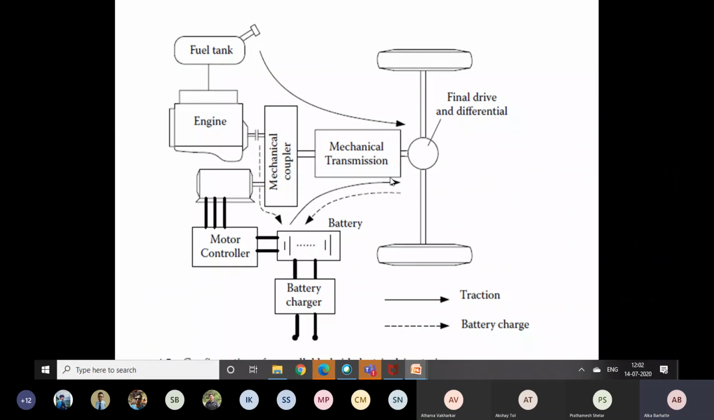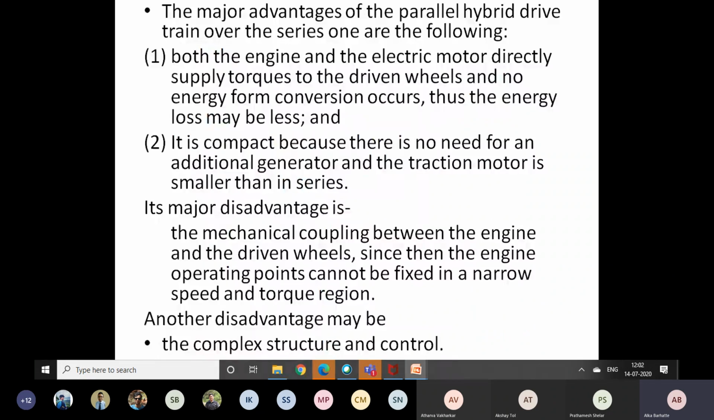The losses we have at the time of braking in the traction motor, that power can be used to charge the batteries. So it will work in a similar way, the only difference being the mechanical coupler we are putting here, and it gives us better efficiency as compared to the series one. The advantages of parallel hybrid over series are that both the engine and electric motor directly supply torque to the driven wheels, and no energy conversions are occurring here.